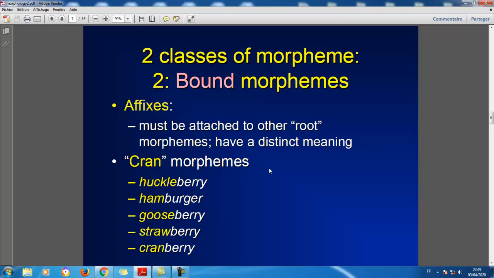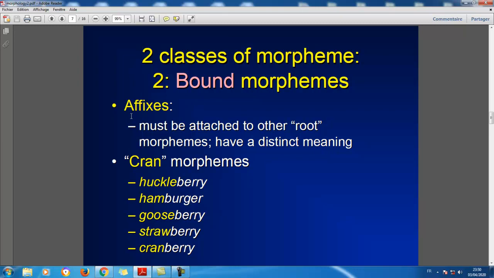For example, we talked about ER. So we can say writer, swimmer. This ER cannot be used alone, but it should be, if you like, at the end of verbs to indicate the agent, the doer of the action. So affixes must be attached to other root morphemes. Okay, of course they have a distinct meaning. As we said, it's not lexical meaning, but they have got what we call grammatical meaning.